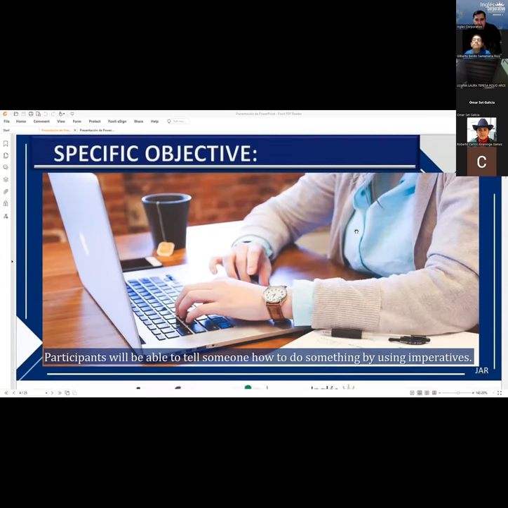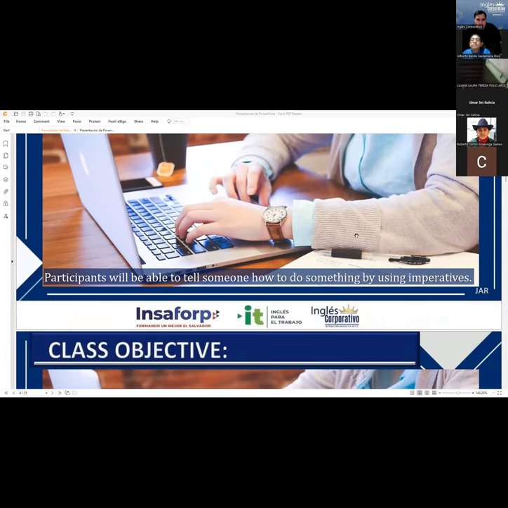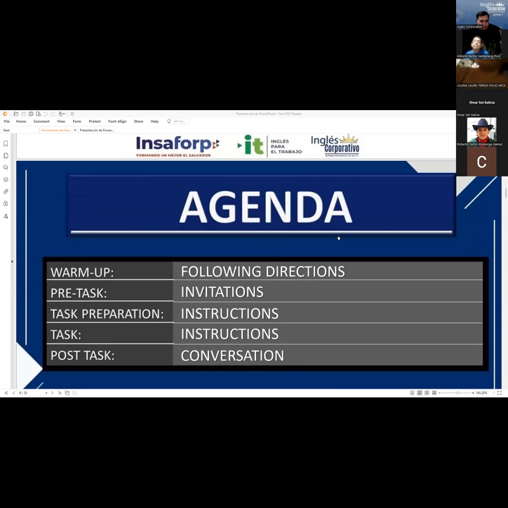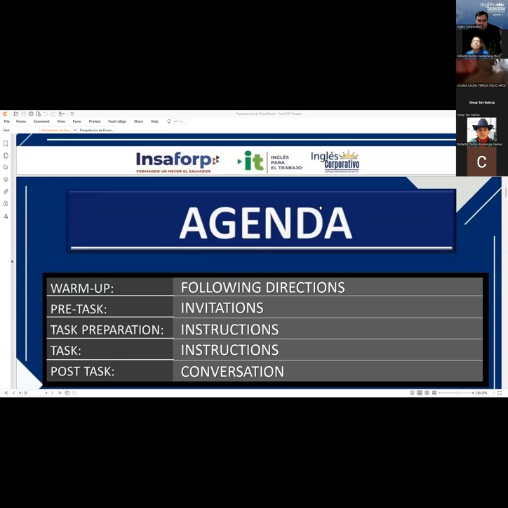This is the specific objective. And this is the class objective. At the end of this lesson, participants will be able to use imperatives. Okay. This is the agenda. Let's see: following directions, invitations, instructions, practice of instructions, and conversation.